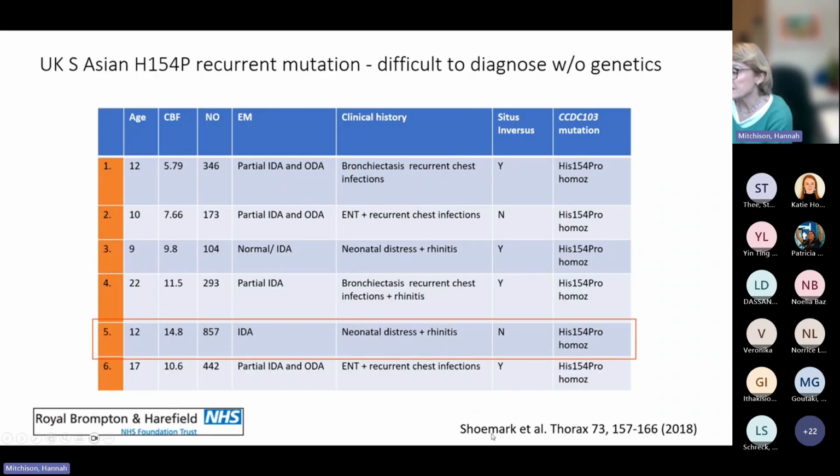And this was written up by Schumacher et al. in 2018. They have some normal measures. So situs inversus, no. Neonatal distress, yes. Rhinitis, but no loss of outer dynein arms, and the nasal NO level quite high.